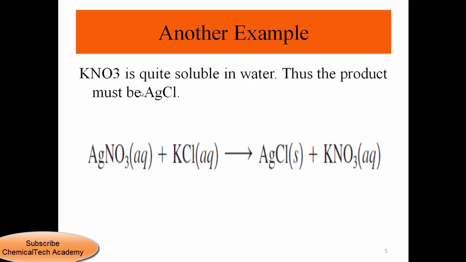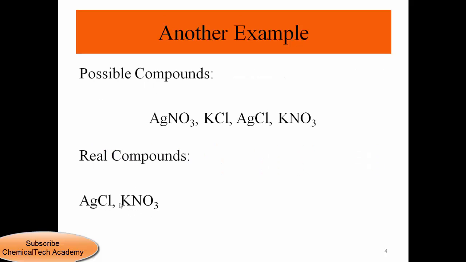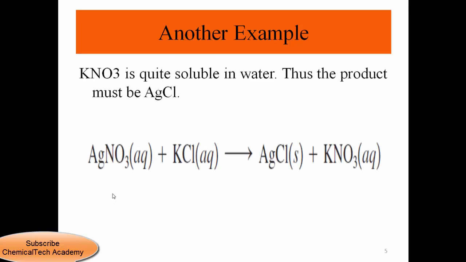KNO3, or potassium nitrate, is quite soluble in water, so the precipitate must be AgCl. So from these two, this one is completely soluble, so the precipitate must be AgCl. As you see here, AgCl is the solid phase, and we have potassium nitrate.